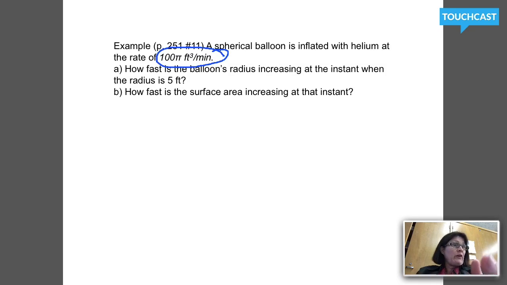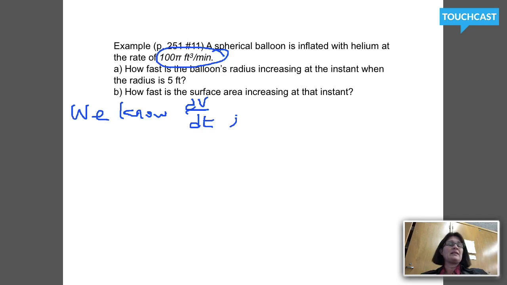They didn't use the word volume anywhere, right? But if you imagine, what does that mean that you're putting 100 pi cubic feet per minute of helium into the balloon? That's how the volume is changing. So the volume is increasing that much. So we know dV/dt. Sometimes I write this out, so I may as well. We know dV/dt, that's the rate of change of the volume with respect to time.